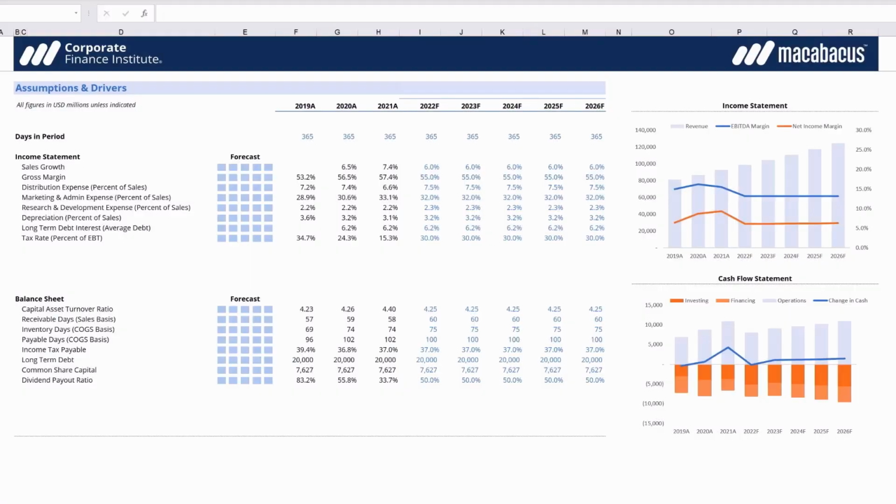So here we are back at the assumptions and drivers section of the model that I showed you earlier. We're going to take some of the information that we were given, some of the qualitative information, and start thinking about how that may inform assumptions and drivers in this model. In particular, I want to make sure that you're following along to see how these changes affect the income statement as well as the cash flow statement.